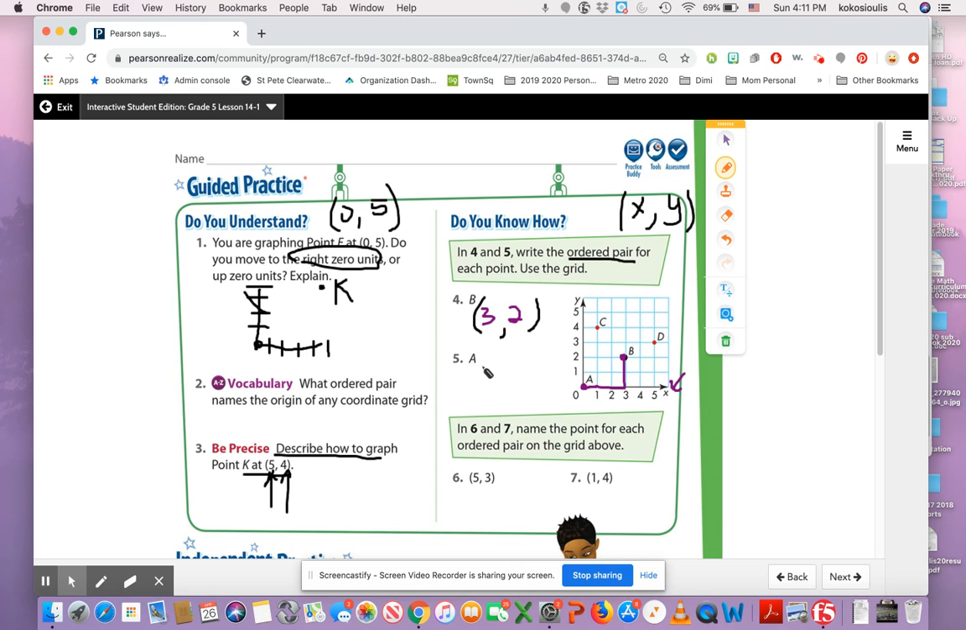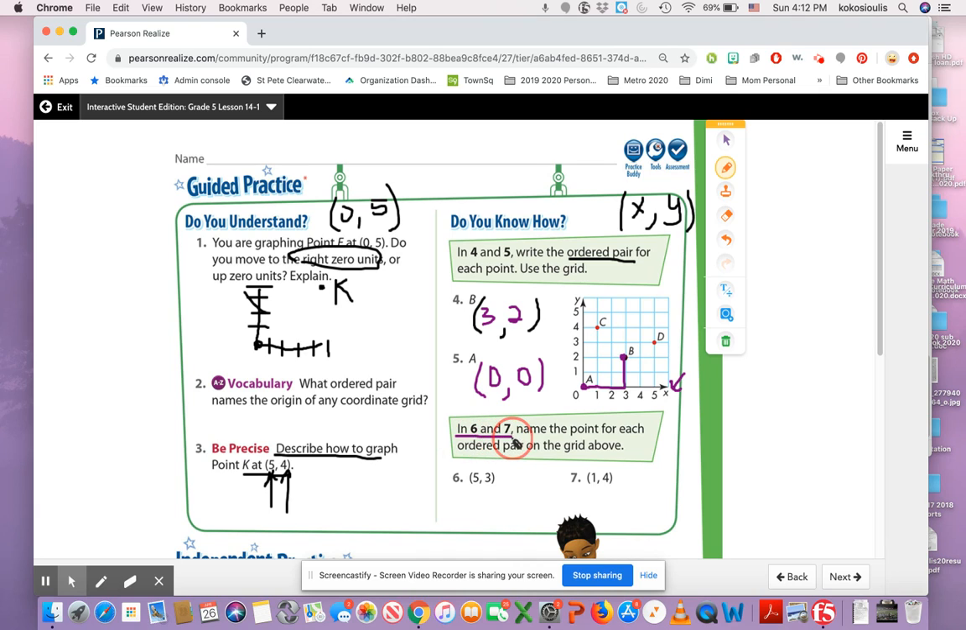Where would A be? So remember, we start with writing our parentheses and then we put our comma. What is X at A? Have we moved at all? Let's think about that. Oh, I don't think we moved at all. So X would be 0. What about Y? Did we go up at all? Nope, we didn't move anywhere. So that point is called 0, 0. That's also called our origin.